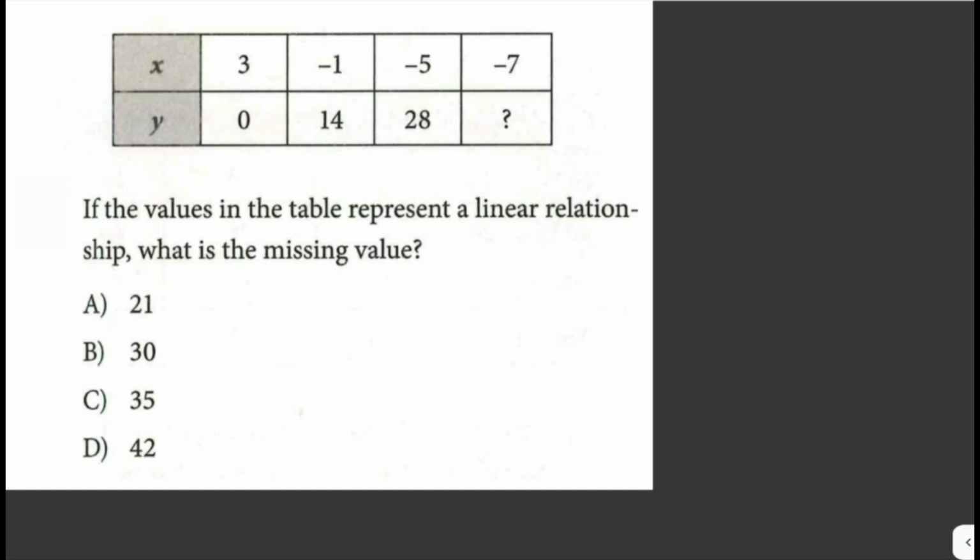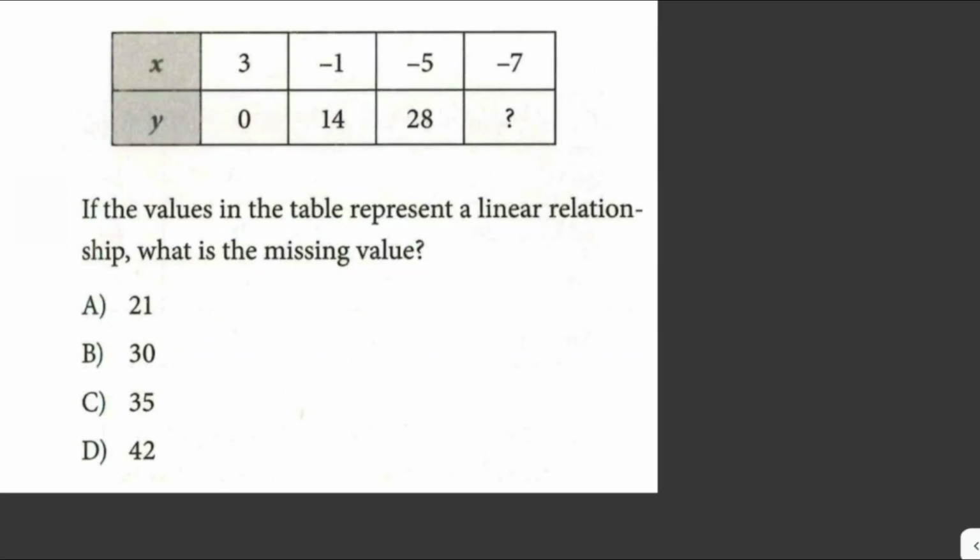If the values in the table represent a linear relationship, what is the missing value? Now to find the missing value here, given the x value, we can use the slope formula since it is stated that this is a linear relationship. Now let's do that. So the slope formula is just equal to y sub 2 minus y sub 1 over x sub 2 minus x sub 1.